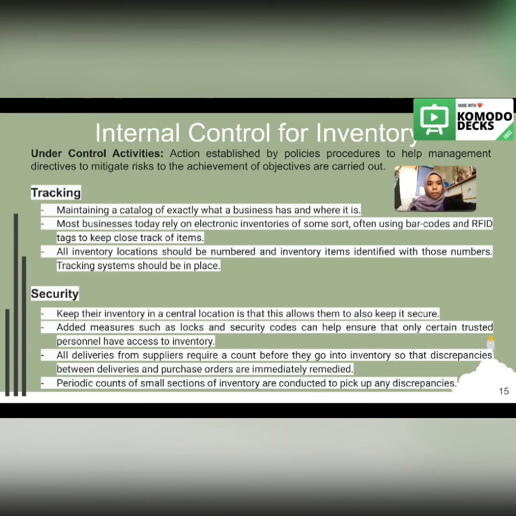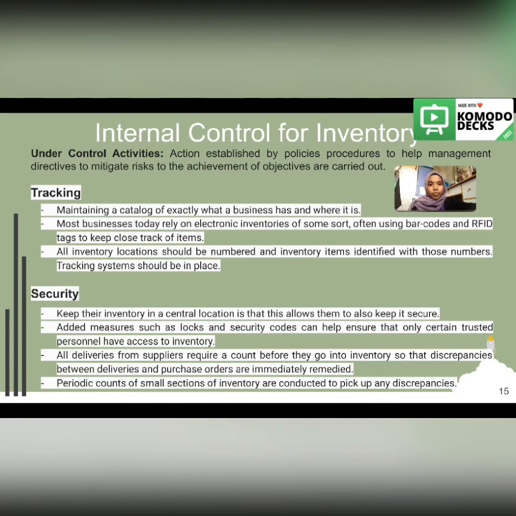First, tracking. Maintaining a catalog of exactly what a business has and where it is. Most businesses today rely on electronic inventory, using barcodes and RFID tags to keep close track of items. Inventory locations should be numbered and inventory items identified with those numbers.